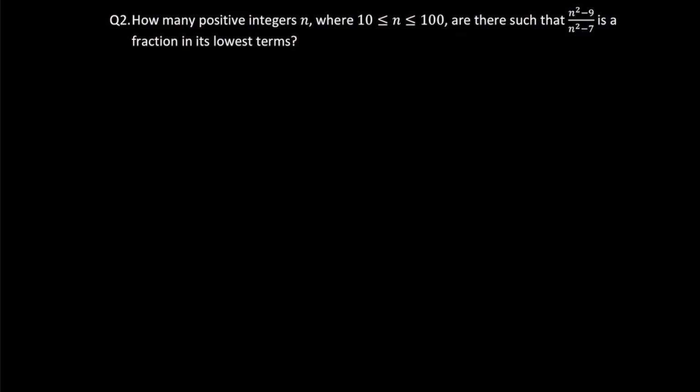So let us first observe this fraction really quickly. What we are presented with is n squared minus 9 over n squared minus 7. And you realize that the numerator and the denominator are really close in terms of value. In fact, if we extract one whole, this is equivalent to 1 minus 2 over n squared minus 7. And for this original fraction to already exist in its lowest terms, we require this to be in its lowest terms as well.